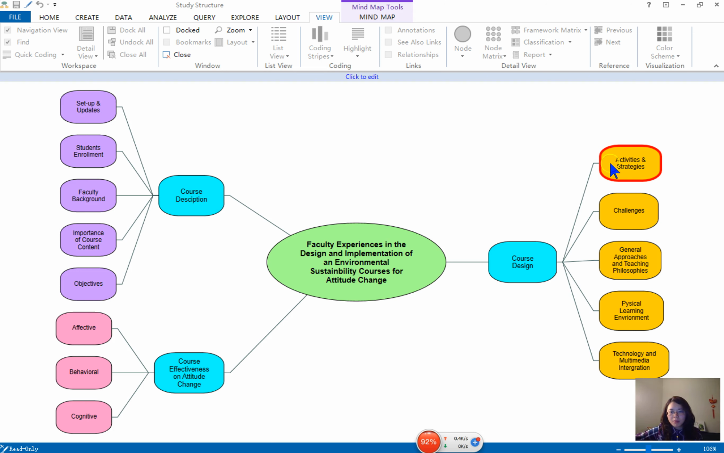And in this study, I'm going to specifically look at activities and strategies used in this course and how that connects to the course effectiveness on attitude change.